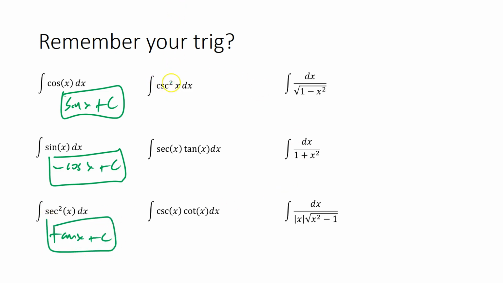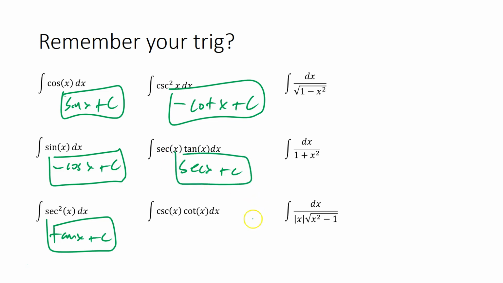Antiderivative of cosecant squared, that's negative cotangent x plus c. Because derivative of cotangent is cosecant squared, but it's negative, so we have to have the negative there. Secant tangent, that's just secant x plus c. And cosecant cotangent, that's going to be negative cosecant x plus c. This guy, that's the antiderivative of sine inverse of x plus c.